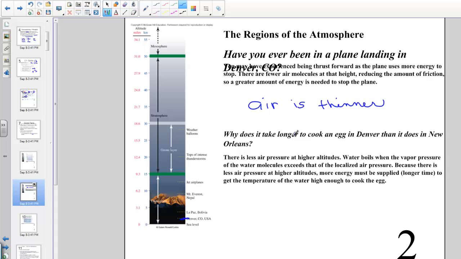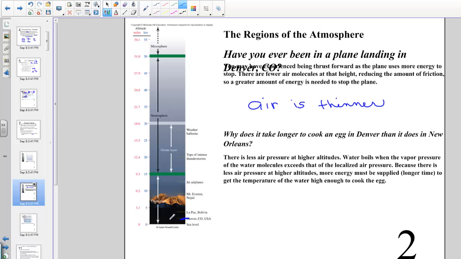So it takes longer to cook an egg in Denver than it does in New Orleans, because New Orleans is technically below sea level and Denver is a mile high above sea level. You would have more air molecules in the sea level area, fewer air molecules up high. So less air pressure at higher altitudes. When water boils, it's boiling to reach that vapor pressure, so of course it's going to boil at a lower temperature in Denver, Colorado, thus needing a longer time to cook.